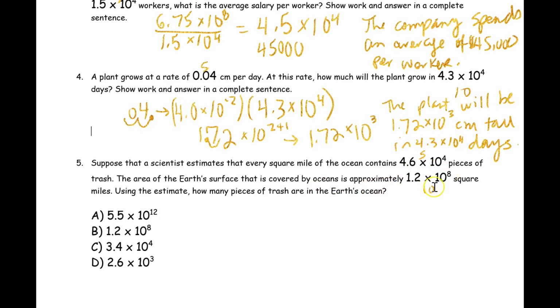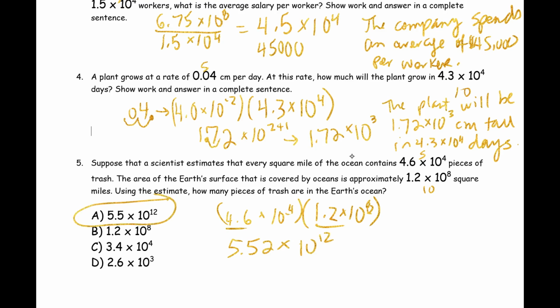So if the total area of the Earth's surface is 10 square miles and there's 5 pieces of trash in every square mile, then I'm going to multiply. So I should take these numbers and multiply. 4.6 times 10 to the 4th times 1.2 times 10 to the 8th. Multiply the multipliers. 4.6 times 1.2 gives me 5.52. Add the exponents times 10 to the 12th power. So your answer has to be A.